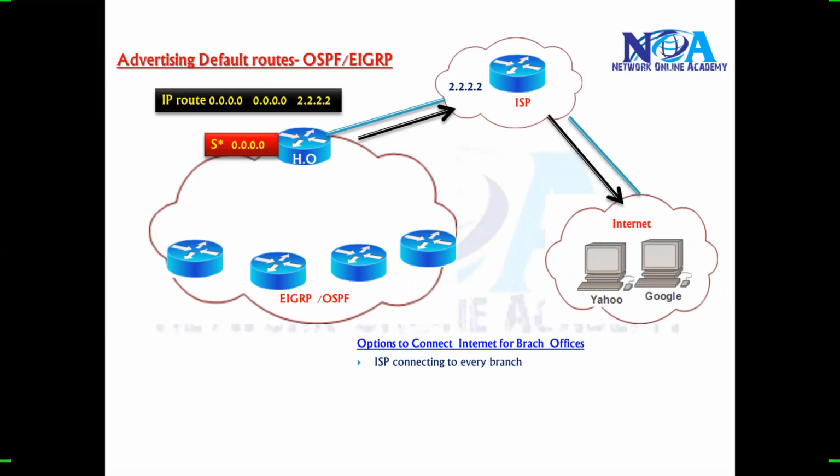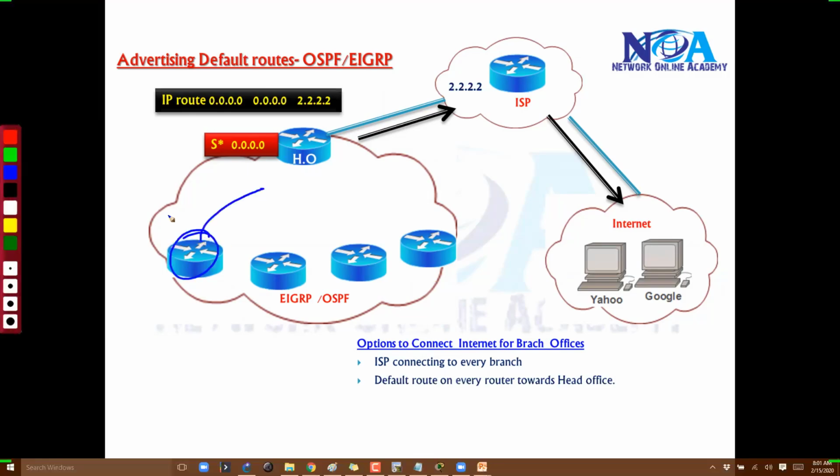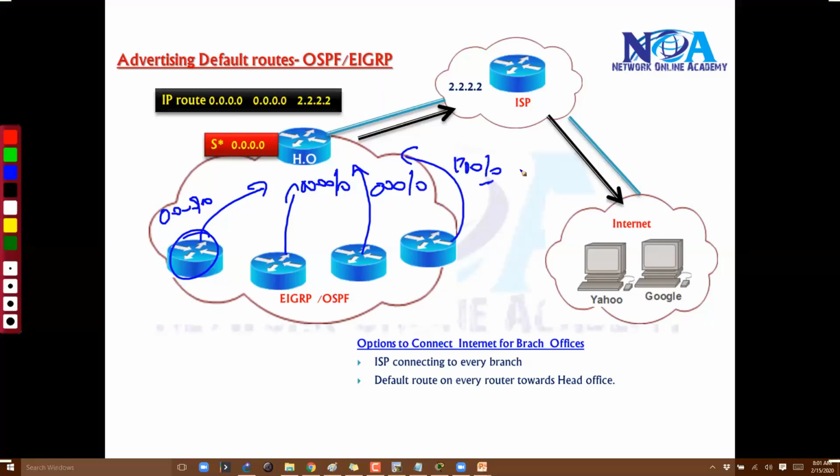The other possible option we can think about is to simply configure a default route on every router. I can configure the default route pointing towards the head office. I'm not using separate ISP connections, so I'll configure all the default routes pointing towards the head office. But again, the problem with this one is there is a possibility of loops if you have multiple connections.